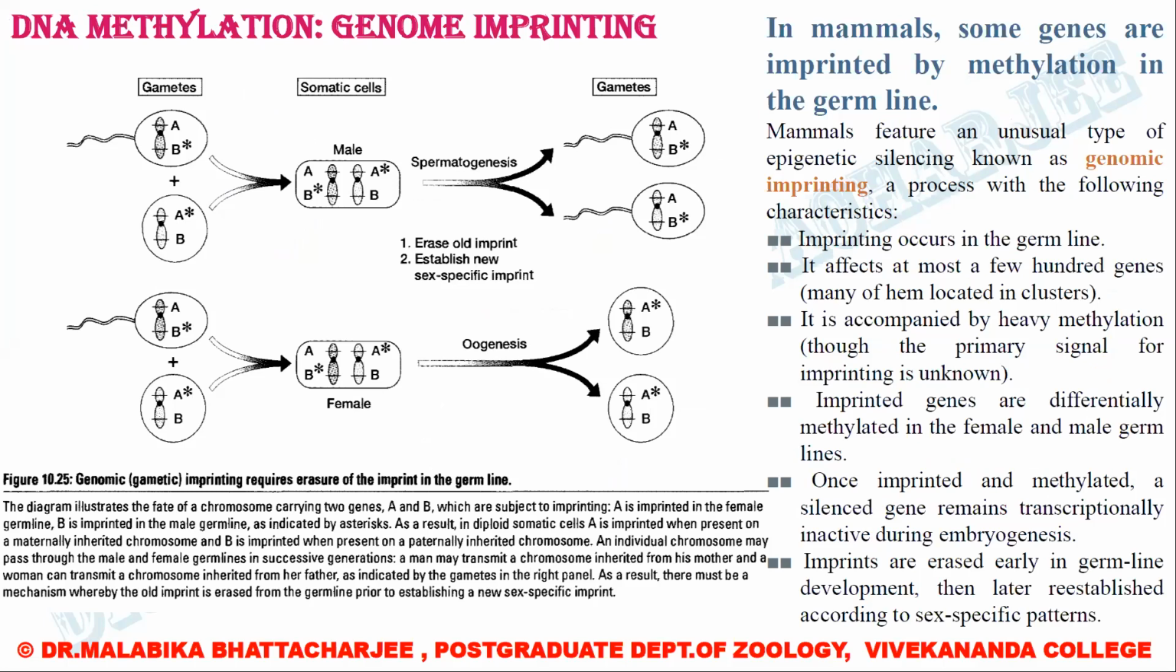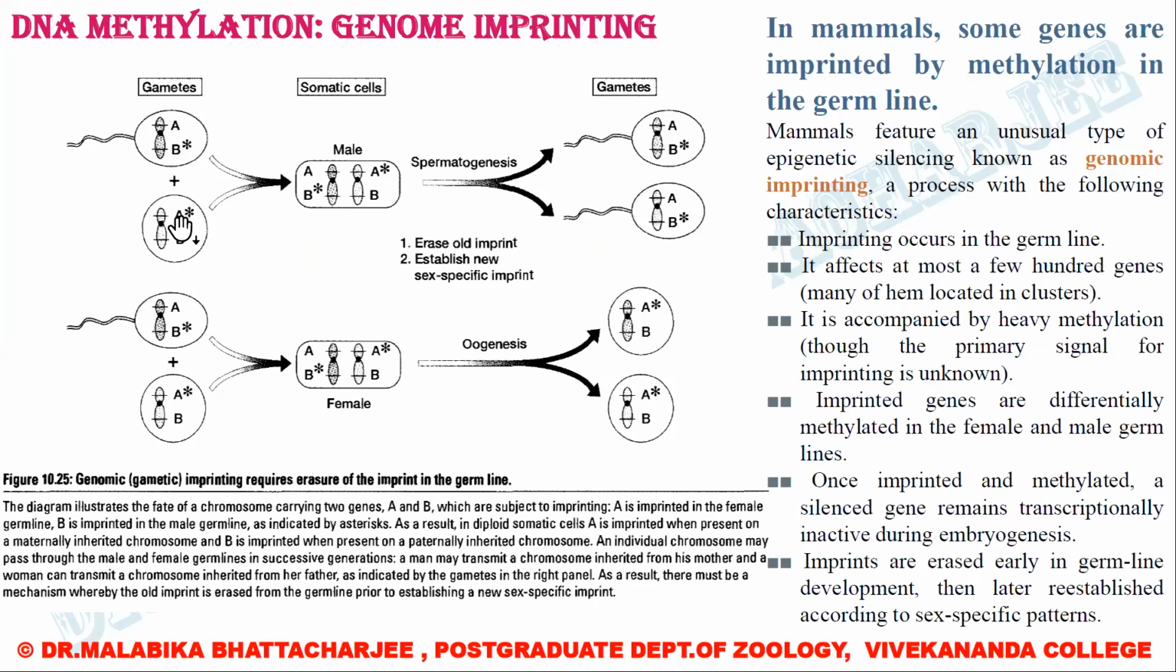Now this picture is from Strachan and Read, not from the recent edition, but from the older edition. I have shown you how genomic imprinting takes place in the morning. Today it is a repetition of the same. Here you see a sperm and an egg. Now let's look at two genes, A and B. Let us assume B is imprinted in sperm and A is imprinted in egg.